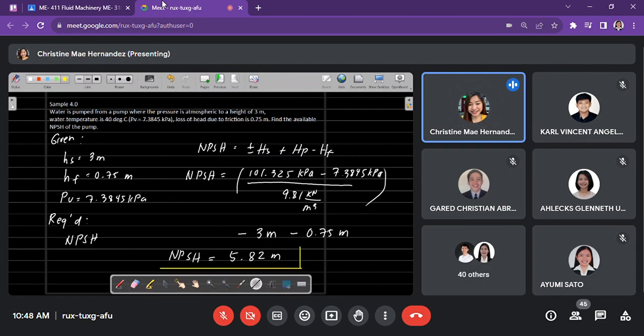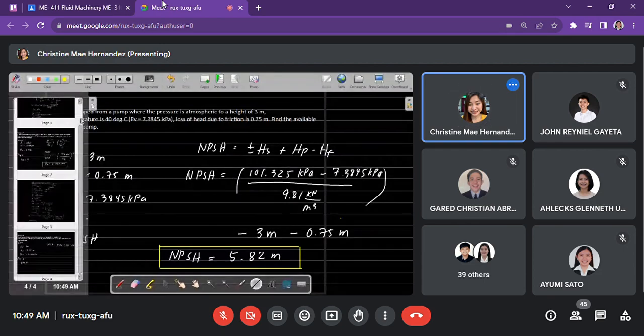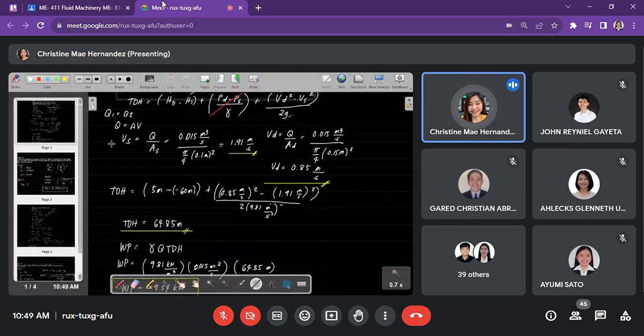So, ito na yung ganyan lang kabilis isolve yung net positive suction head. Kasi, mag-focus ka lang sa suction head. So, disregard mo lahat ng nasa discharge head. Okay, so any questions or clarifications? Wala naman po. Okay, so kung wala nang questions or clarifications, ganun lang mag-solve ng mga pump problems.